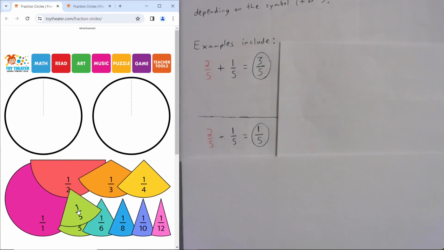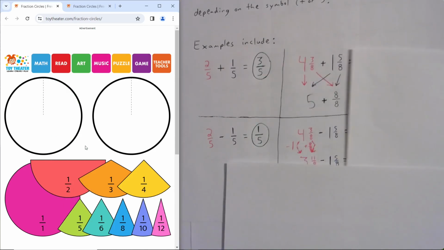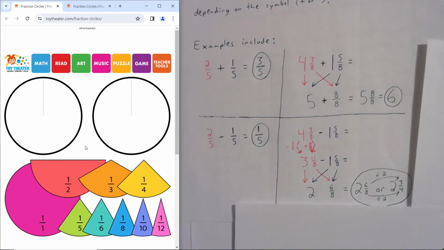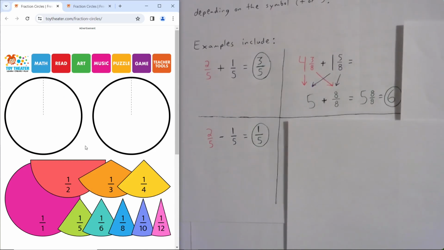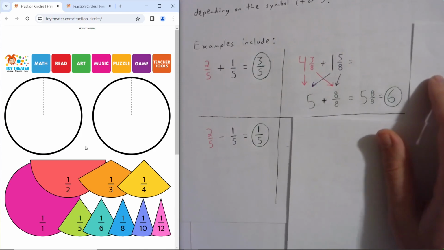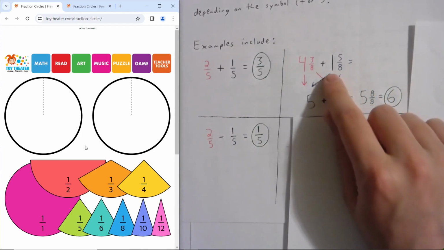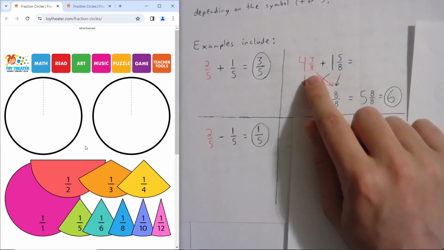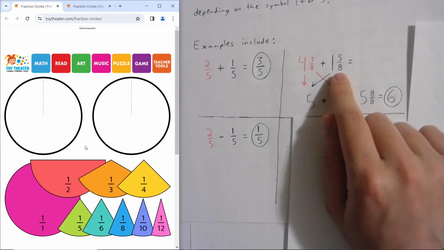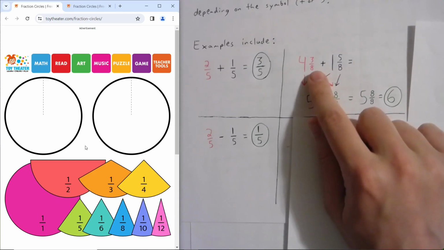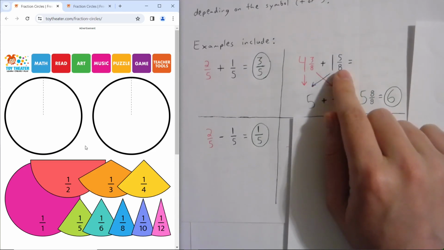Now, let's take a look at what that would look like for more complicated problems where you start with the denominators being the same. So we have 4 3/8 plus 1 5/8. In this case, you keep the denominator of 8 the same. It represents part size. We need to keep that the same.